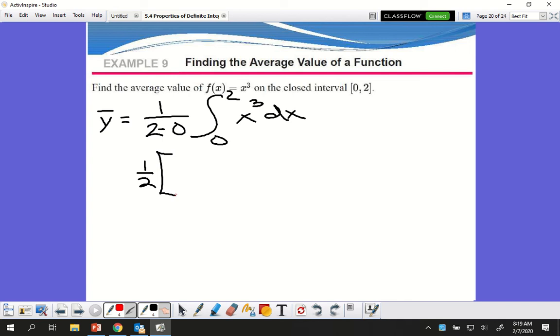Anyway, all right, so what is my power going to be? 4. So it's going to be x to the 4 over 4 from 0 to 2, right? All right, top minus bottom. So it's going to be 1/2. Top, 2 to the 4th is going to be 16. 16 divided by 4 is 4, minus the bottom. So 0 to the 4th is? 0. Divided by 4 is? 0. Okay.